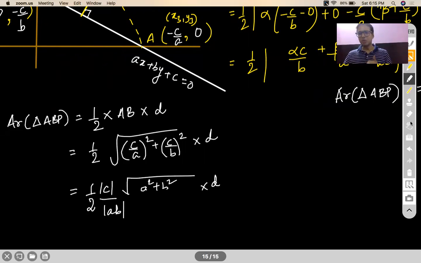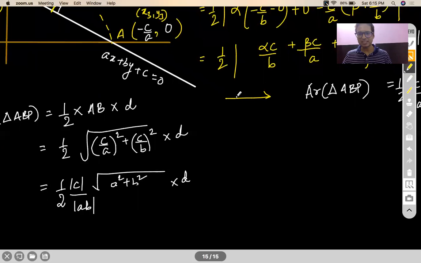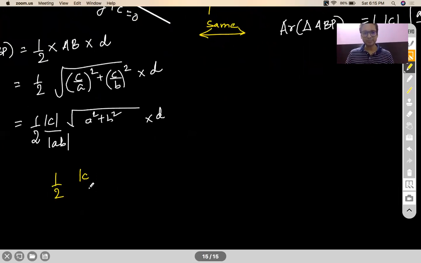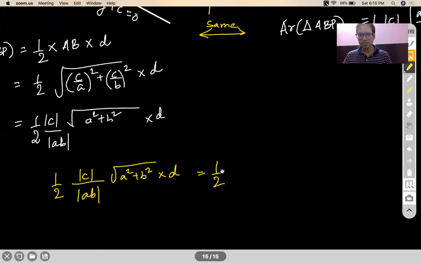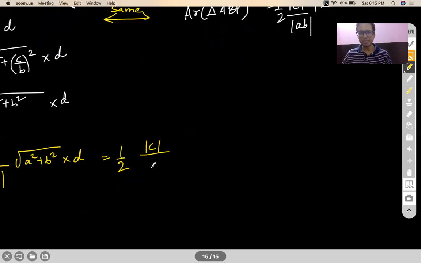Now what I'm claiming is that these two formulae are actually the same thing, because both of them are representatives of the area of the triangle. So when I compare it, I get half mod c mod ab under root of a square plus b square into D, equal to half, what was this term? Half mod c mod ab, mod of a alpha plus b beta plus c, right?